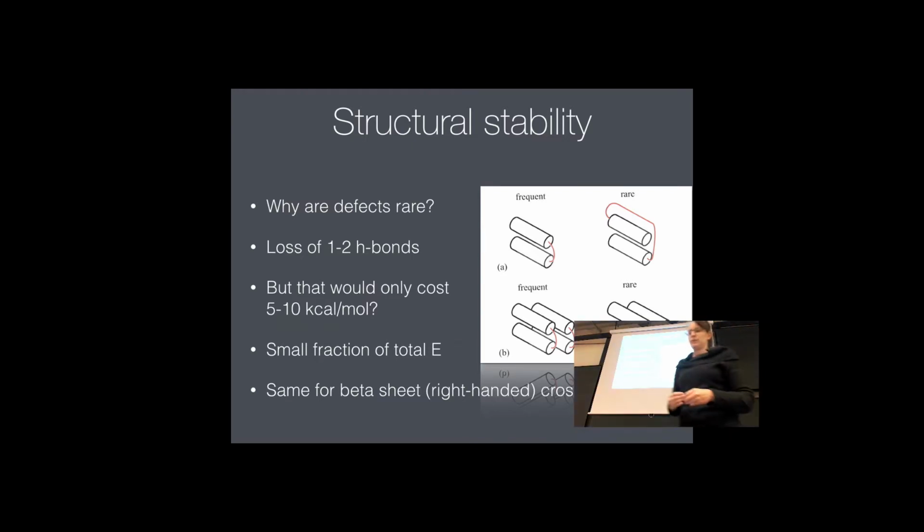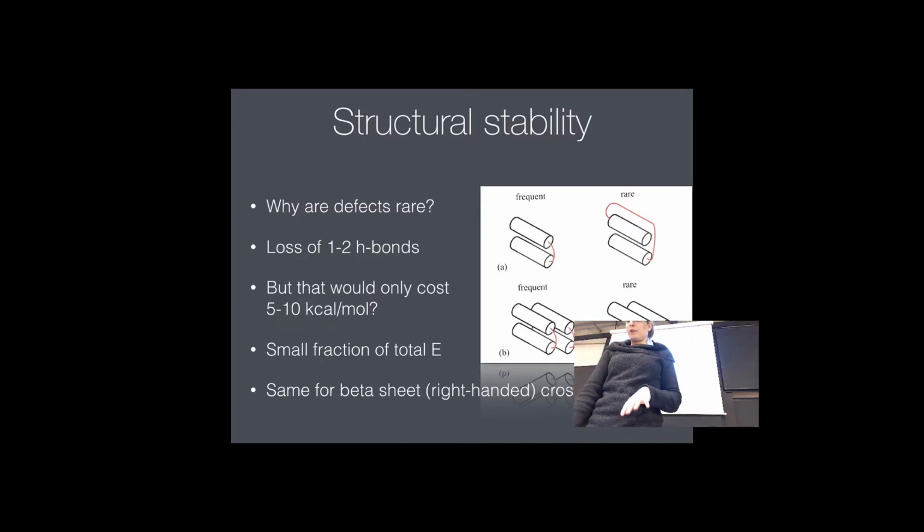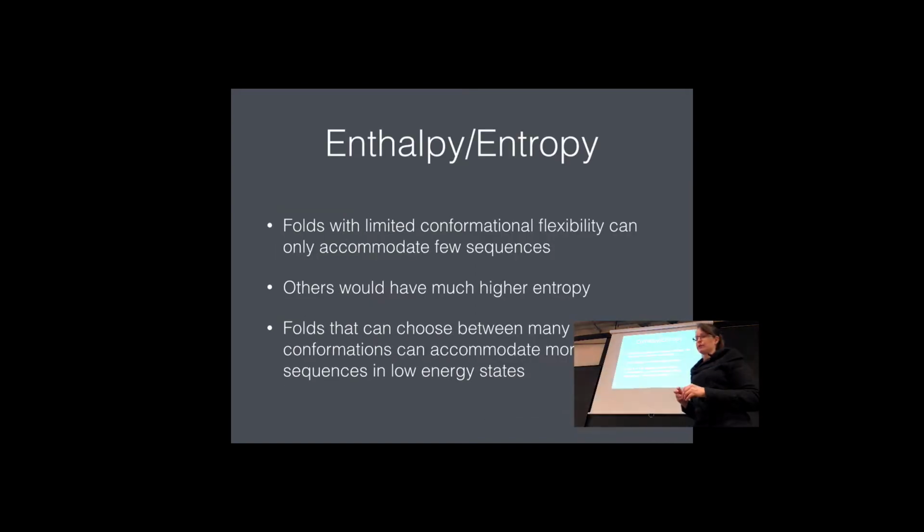Similar idea, you've seen this picture before. Maybe not this one, but you talked about this. Beta sheets can really only be right-handed crossing, not left-handed, so it's a similar story there. So why do we not afford defects? We're going to talk about the balance between enthalpy and entropy, and I already talked about this in the simple physics model.